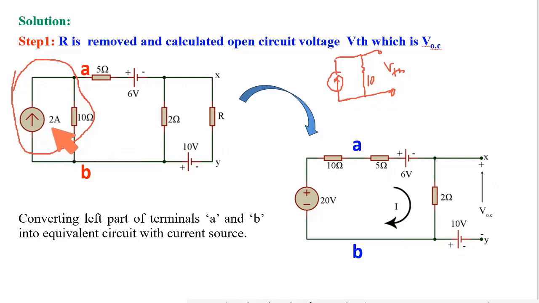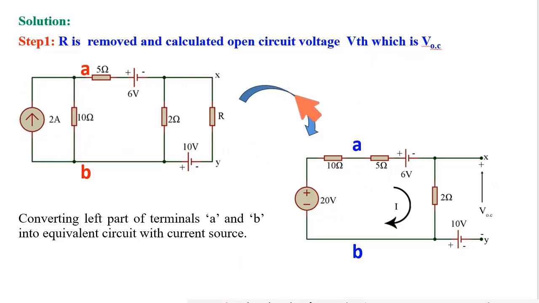What is the value of the current? Current is 2 ampere, so 2 ampere multiplied by 10 will be 20 volt. So VTH is 20 volt. See here. What is the RTH? For RTH, I shall open this current source. So here RTH is just 10 ohm. See, this is 10 ohm. So this is the simplified circuit.